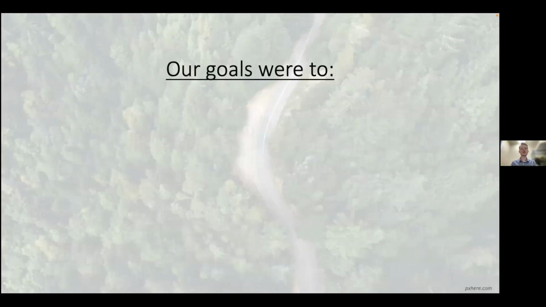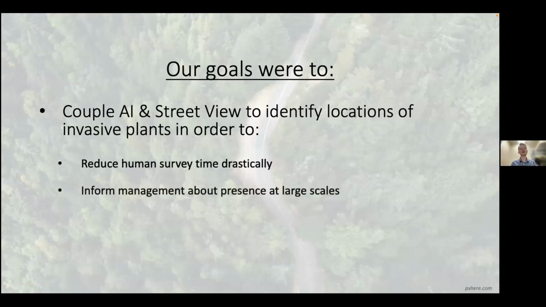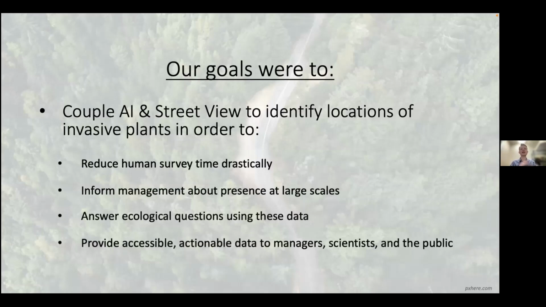So our goals with this project were to couple artificial intelligence and Street View to identify locations of invasive plants in order to do several things. First of all, we want to reduce human survey time dramatically. We want to inform management about presence at large scales, answer some ecological questions with this data, and also provide it in an accessible and actionable format to managers, scientists, and the public.